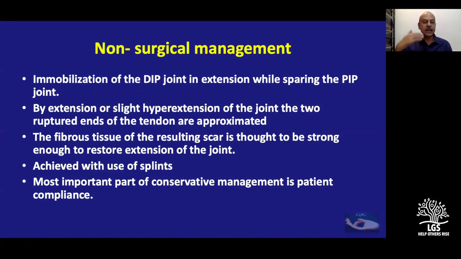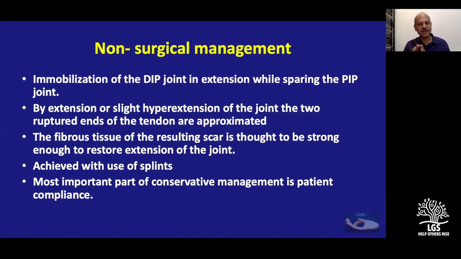interphalangeal joint. In the early days, when they started the treatment, they wanted to immobilize both the joints, but now it has been found that the forces that act on the terminal tendon are not influenced much by the movement at the PIP joint. So the PIP joint is not immobilized. We need to immobilize only the distal interphalangeal joint. And this immobilization of the distal interphalangeal joint must be by extension or slight hyperextension of the joint so that the two ruptured ends of the tendons can get closer to each other.